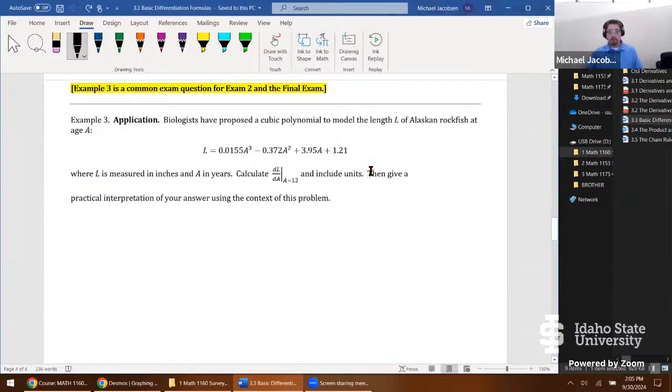Then this is, to me, the major thrust of this problem. It's more about giving an interpretation to what we just calculated after we find the derivative. So that's the big takeaway right there. Any questions, folks, about the model before we start working with it?